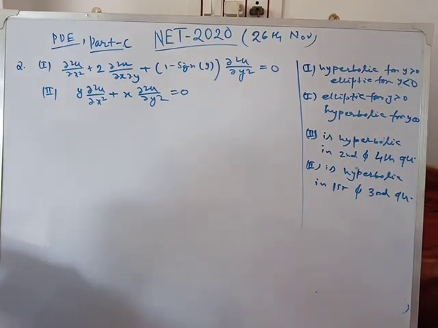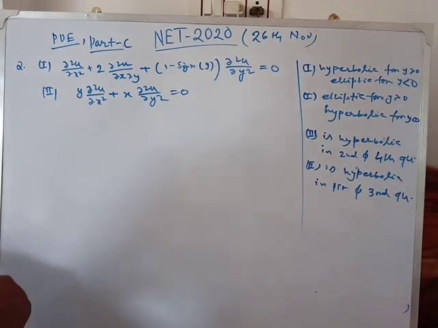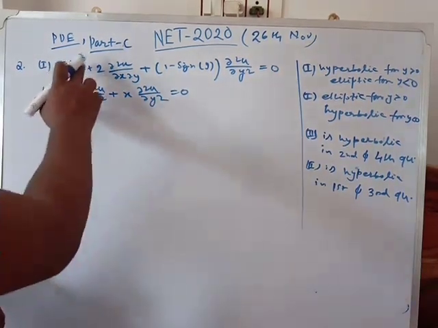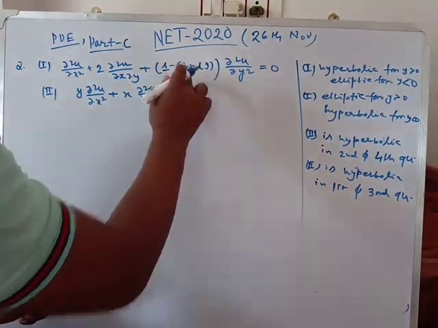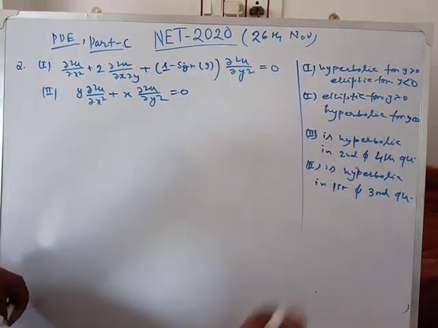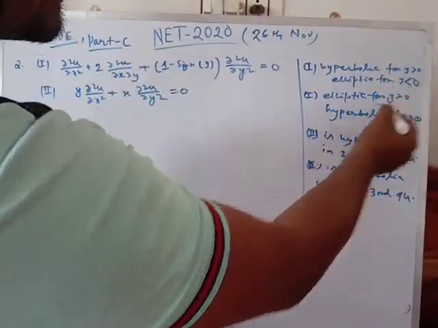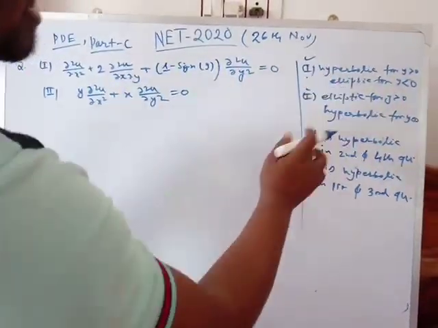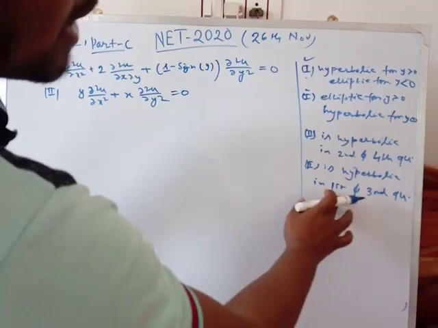Now we will discuss another question of PDE, but from part C. Here two partial differential equations are given, 1 and 2. One is del 2u by del x square plus 2 into del 2u by del x del y plus 1 minus signum of y, the signum function, into del 2u by del y2, and this is another function, the second differential equation. Four options are given. One option says hyperbolic for y greater than 0, elliptic for y less than 0, and the alternative option 2 is this. Differential equation 1 and differential equation 2 are given. Hyperbolic in second, fourth quadrant, hyperbolic in first and third quadrant.